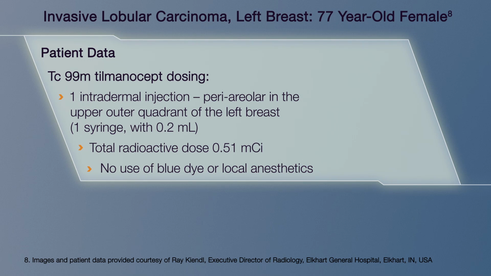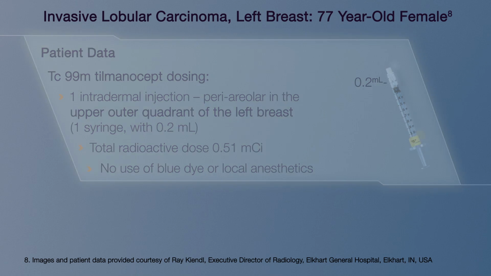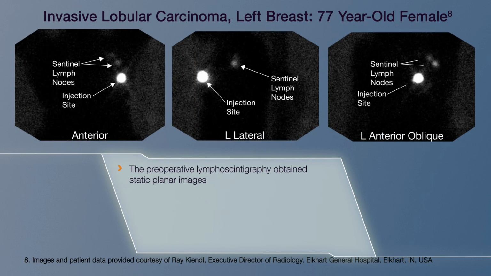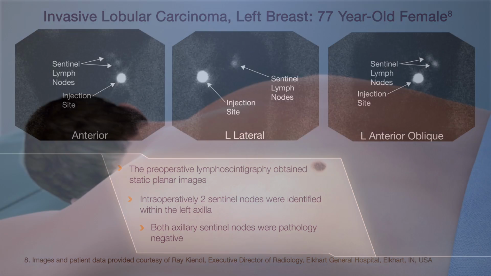The patient received 1 intradermal injection of 0.2 milliliters of Lymphoseek in the intradermal periareolar area. No local anesthetic or blue dye was used. 2 axillary lymph nodes were visualized within 30 minutes post-injection. Intraoperatively, 2 pathology-negative sentinel nodes were identified within the left axilla.